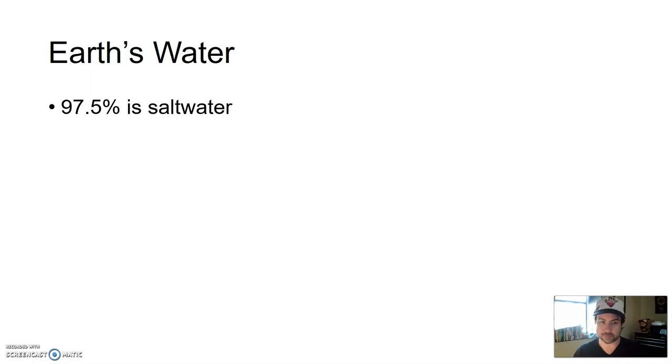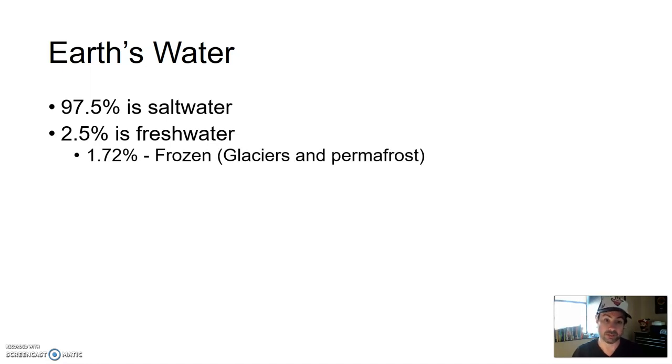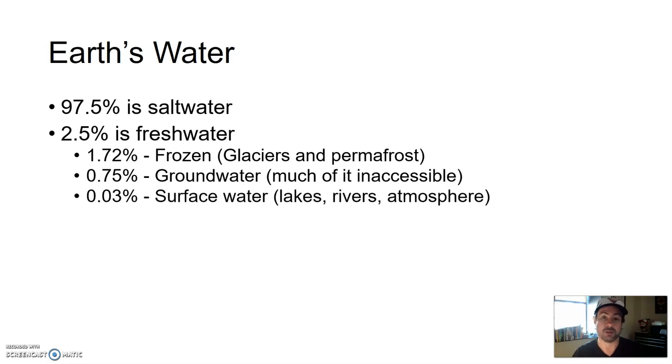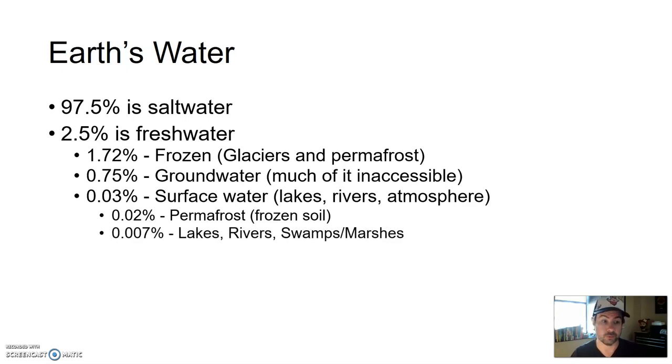So doing all those percentages, again, 97.5% is salt water, 2.5% is fresh water. Of that, 1.72% is frozen, glaciers and permafrost. 0.75% groundwater, much of it inaccessible. 0.3% surface water, lakes, rivers, atmosphere. And if we break down surface water, 0.02% of that is permafrost, frozen soil. 0.007% of that is lakes, rivers, swamps, and marshes.